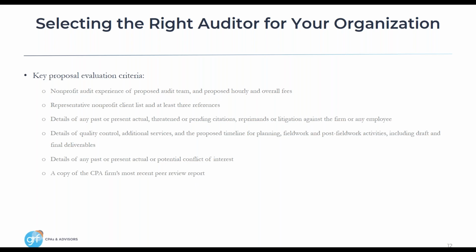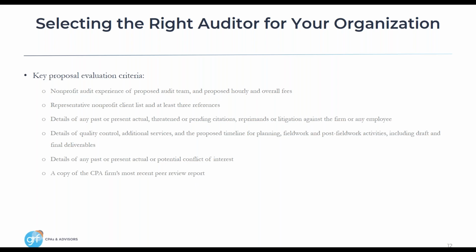You want to get a good understanding of what the proposed timeline is for the audit. When do they suggest that they start planning activities for the audit? When do they propose that fieldwork should take place? How long do they expect fieldwork to take? And what is their estimate for the timeline of the delivery of the key audit deliverables back to you, their client?